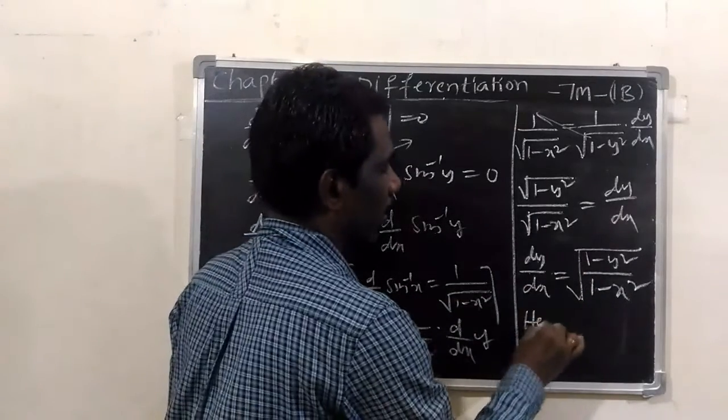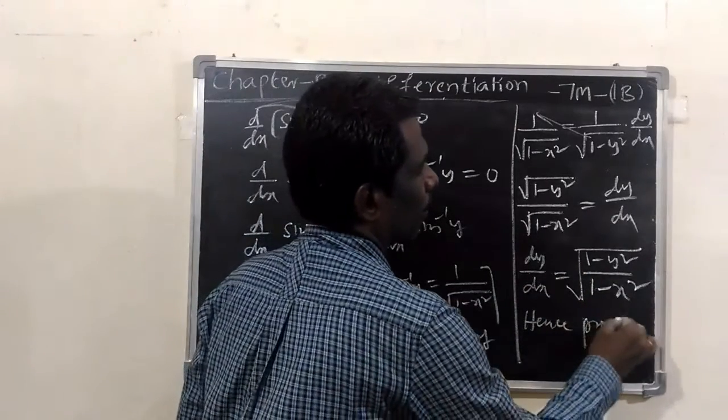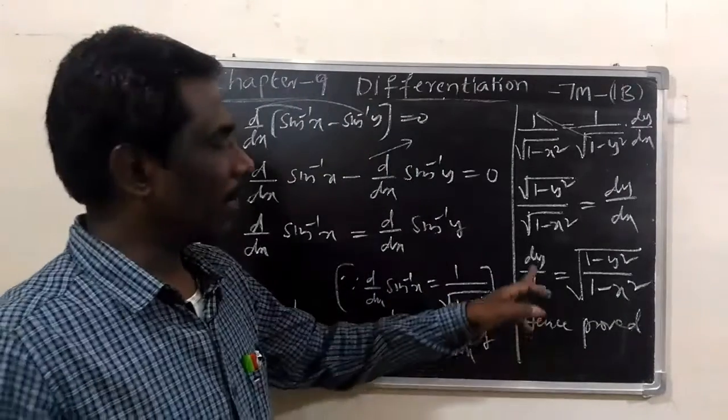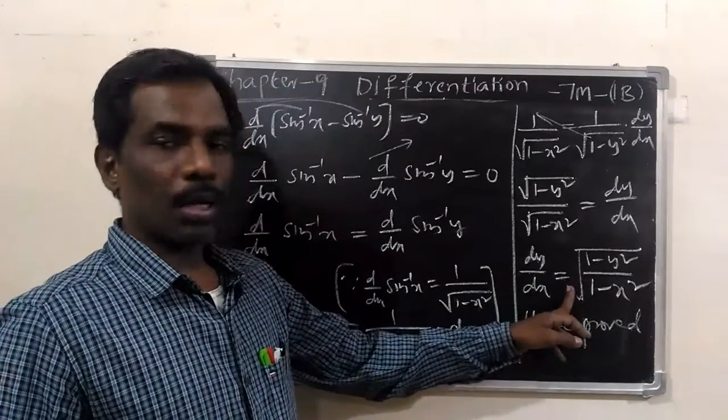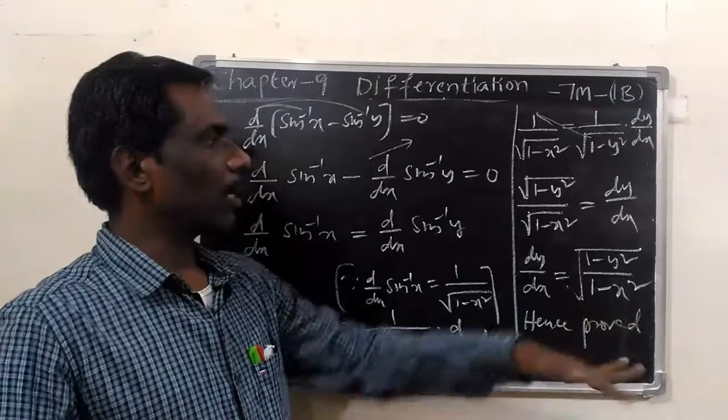Hence proved. What do we prove? dy/dx = √((1 − y²)/(1 − x²)).